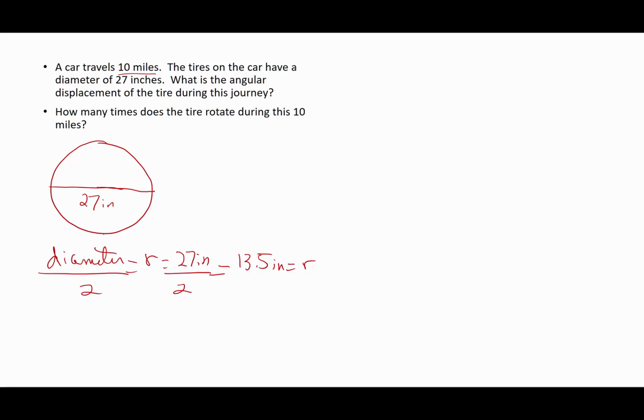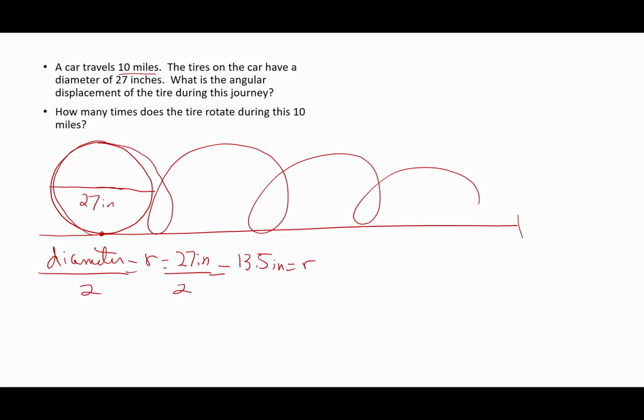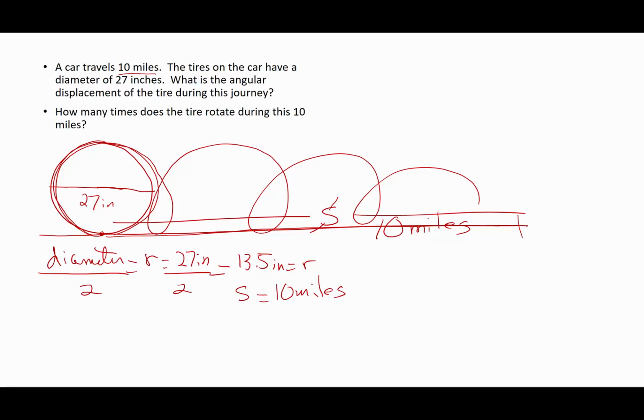Now what that means is if you had a little dot on the outside edge of the tire, it is going to travel around and go through a complete arc length of 10 miles. That is the amount of physical distance that a dot on the outside of that tire, the actual surface of the tire, is going to travel. So my arc length is 10 miles, and I want to know theta. I want to know what is the angular displacement of the tire.